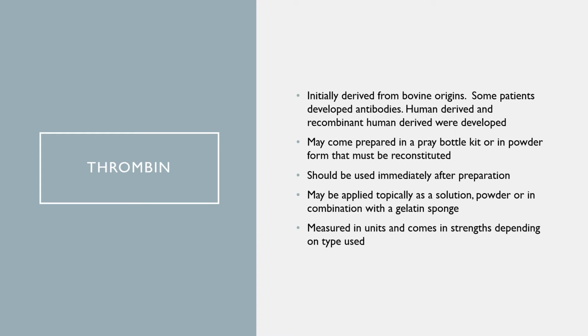It may be applied topically as a solution, powder, or in combination with a gelatin sponge. So if you remember, we've talked before about keeping thrombin in a petri dish on our back table for our gel foam to soak in. That is where this would come into play. This is measured in units, and it comes in strengths depending on the type that we're using.